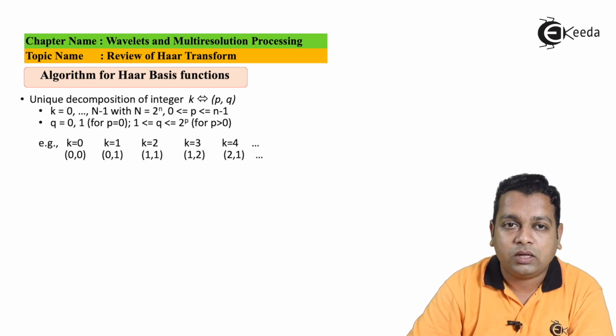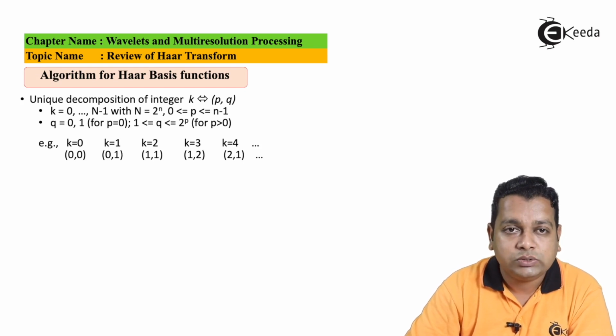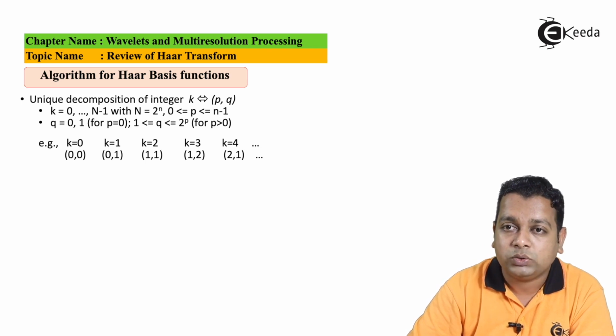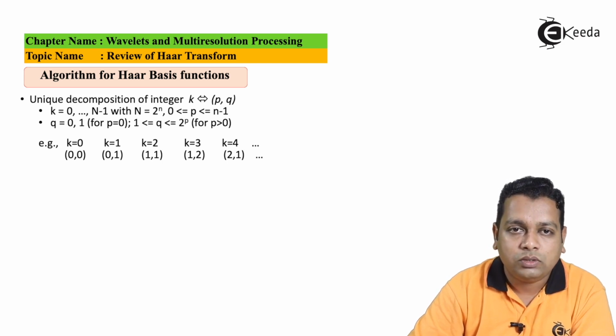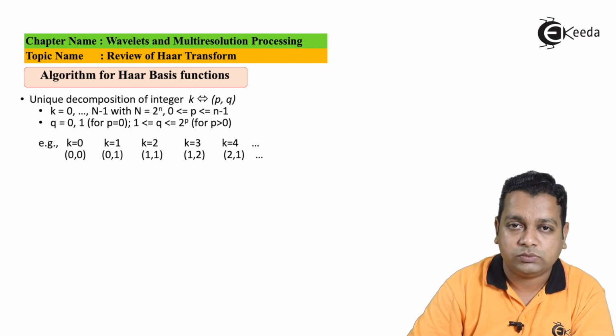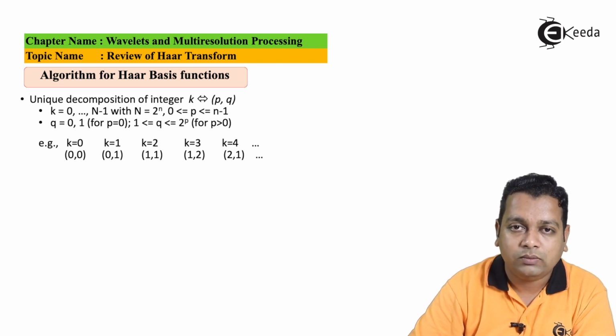Now we have already gone through the algorithm for determination of the Haar basis functions for different orders. So the algorithm can be discussed by these many points. It has a unique decomposition of the integers. The role of k is dependent on the p and q parameters. So k can be computed by having the knowledge of p and q like this: 2 to the power p plus q minus 1. Now the k values can extend from 0 to capital N minus 1. N is the order of the basis function here. Capital N is computed as 2 to the power n.